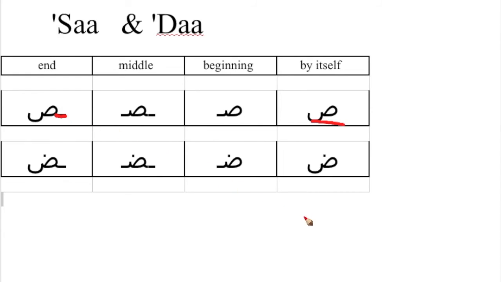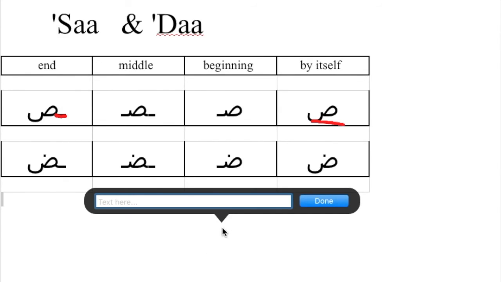As an example, I will write the word sarsur. Sarsur in Arabic means, let me type it for you, cockroach. I'm sure that this is not a nice word to learn, but we are learning language, so you had better know how to say it. Sarsur. As you see it.